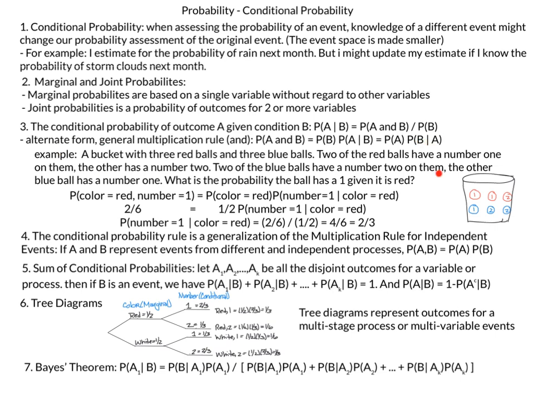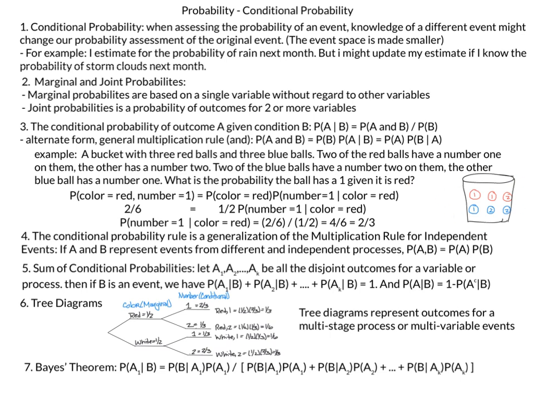I like to give this as my first example for conditional probability: a bucket with 3 red balls and 3 blue balls. So here we have 3 red balls, 3 blue balls. 2 of the red balls have a number 1, and the other has a number 2. 2 of the blue balls have a number 2, and the other has a number 1. What's the probability the ball is 1 given that it is red? We can look at the picture and find the answer.